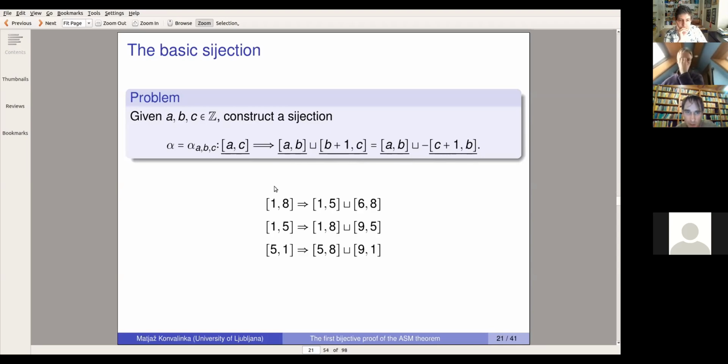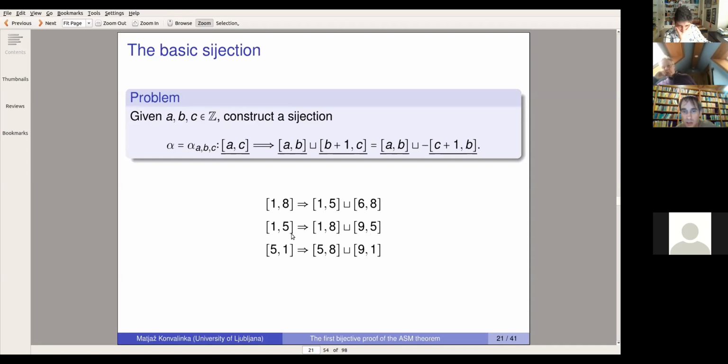So an example: A and C are 1 and 8, B is 5. Then of course this interval and those two intervals are in a sijection. It's actually a bijection, there are no cancellations. But also if you take this 1 to 5, these are all elements 1 through 5. These are all the elements 1 through 8. And those are all elements from 6 to 8, strictly between 5 and 9, but they are negative. So you match those 6, 7, and 8 from here, and what remains are 1 through 5.